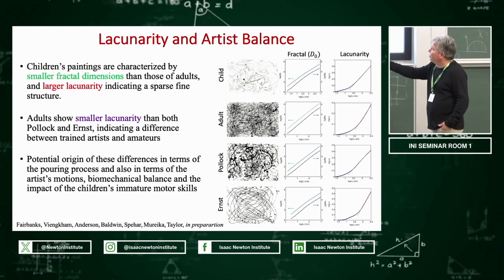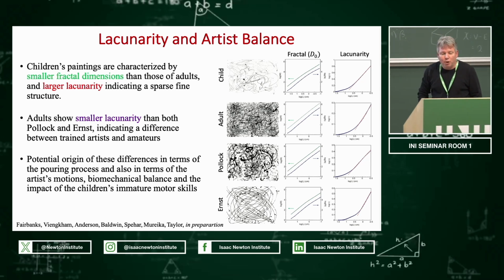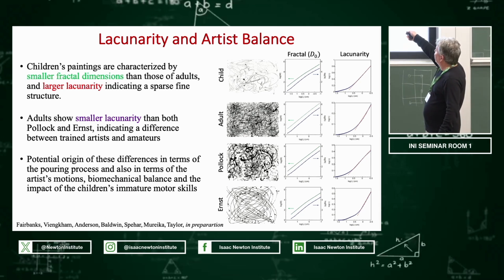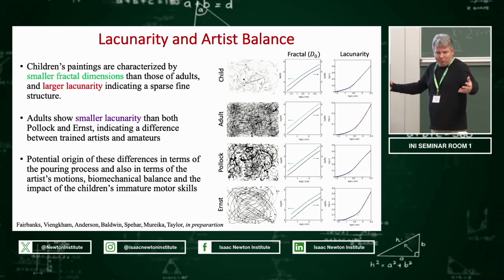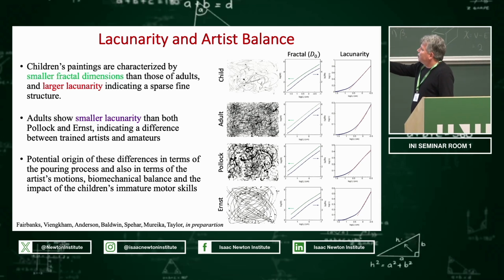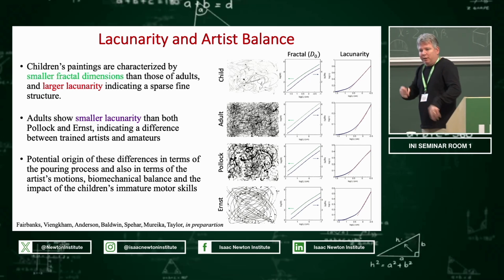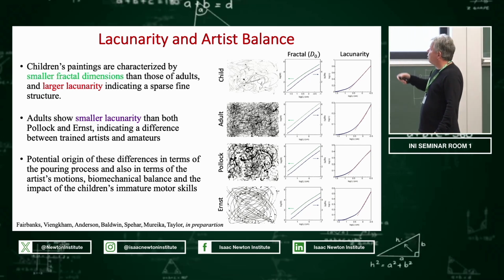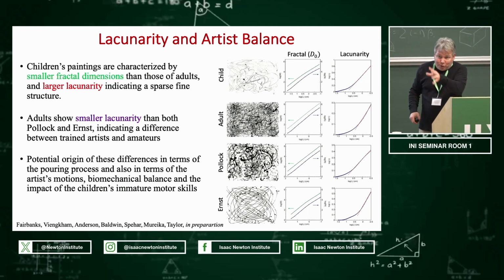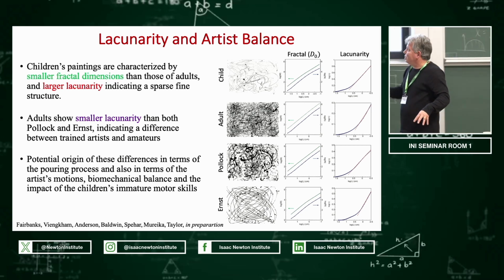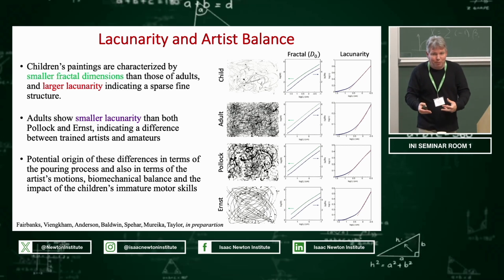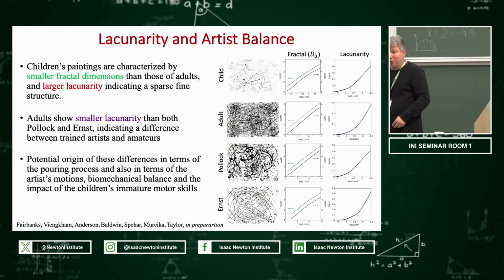The upshot of our results is that the children's paintings are characterized by smaller fractal dimensions, but larger lacunarity. You can see that because they're very gappy. There's not a lot of pattern or structure there, so they're very lacunar. The adults are not. It's very, very busy, so they show a smaller lacunarity than Pollock and Ernst, which is different than children. So this suggests that Pollock and Ernst are doing something that neither the adults nor the children are doing.